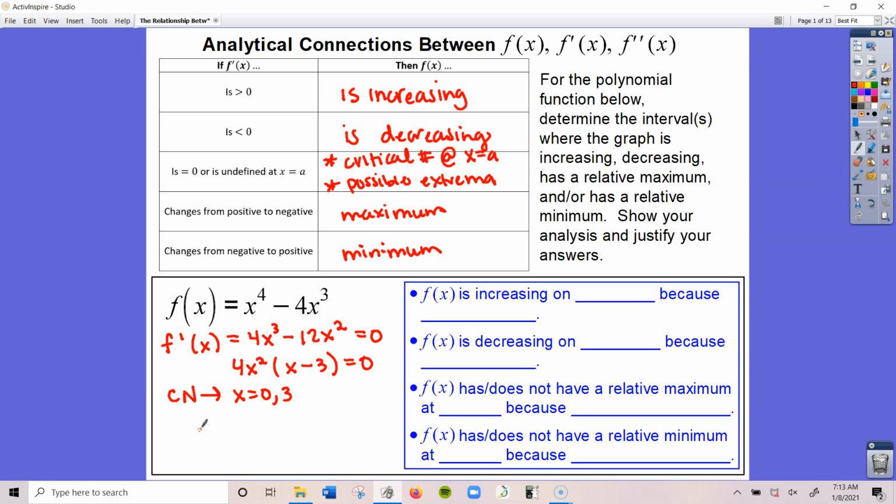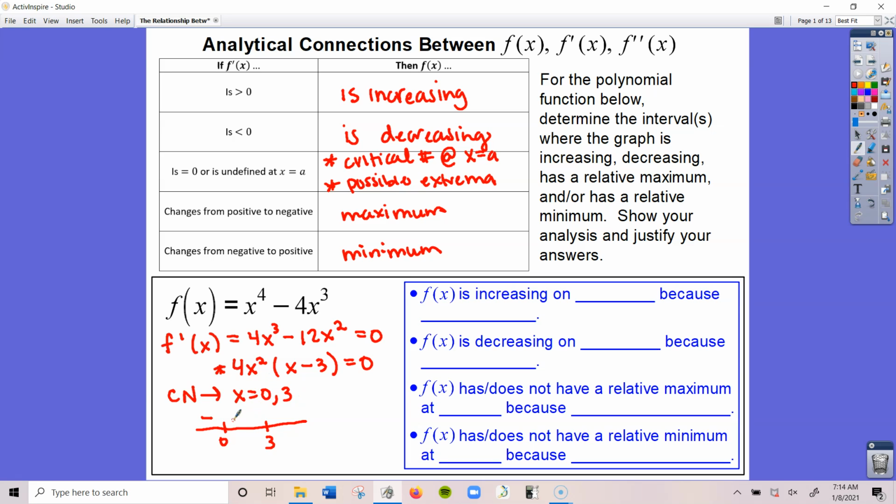Now we're going to create our number line with those critical numbers. I'm going to plug in a number to the left of 0 into my f prime of x. So let's say I plug in negative 1. 4 times negative 1 squared, which will become positive 1. This is a positive. And negative 1 minus 3 is a negative. So a positive times a negative would give us a negative number.